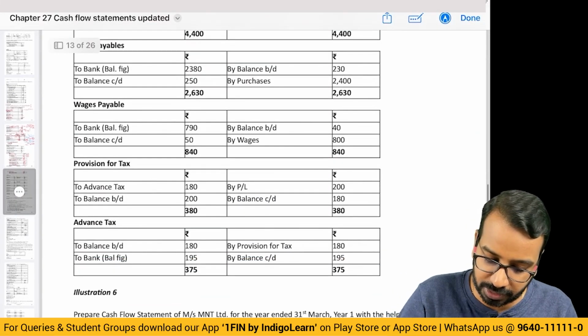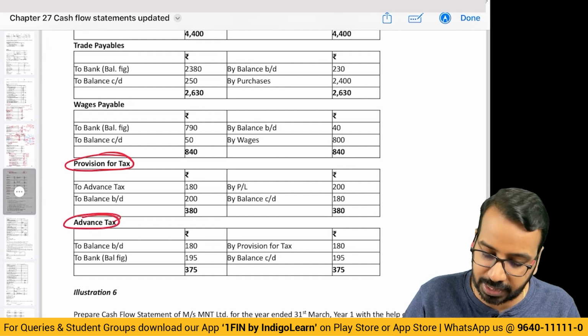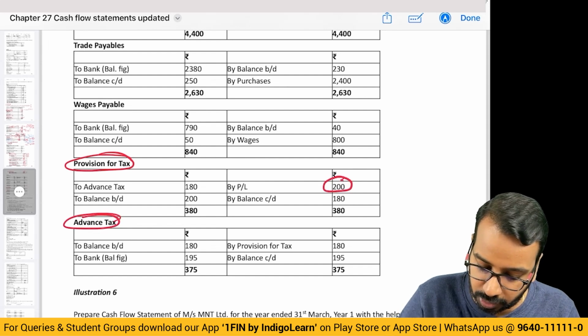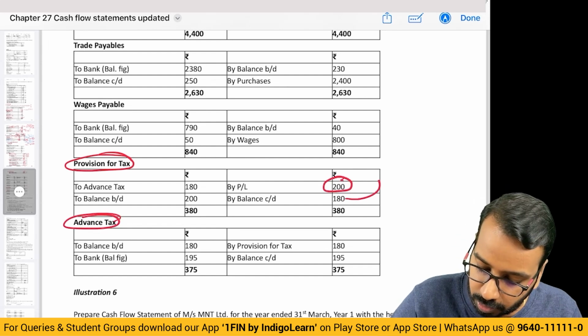So the ledger, what you're saying was provision for tax account and advance tax account, opening balance, sorry, I think it is written ulta.